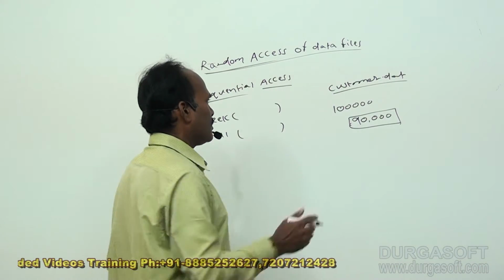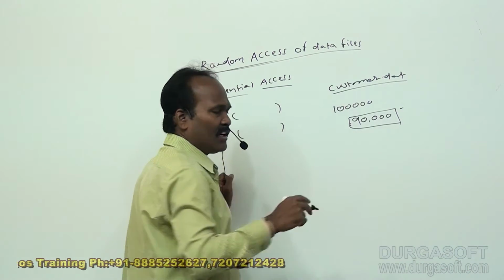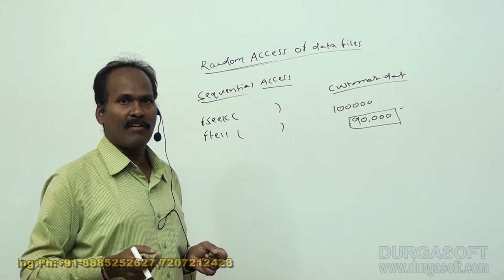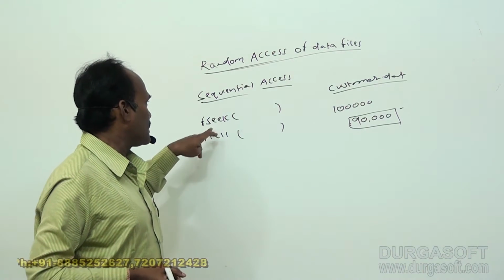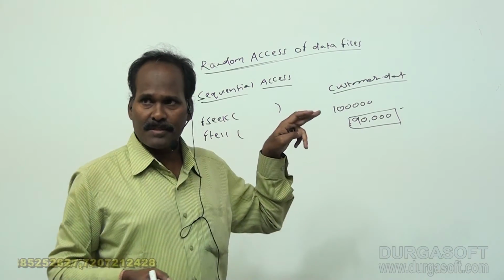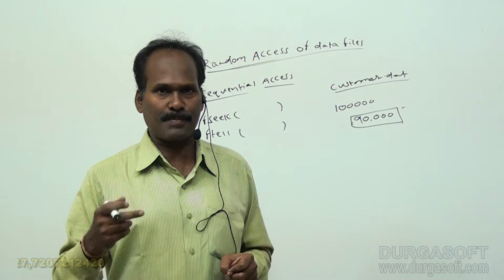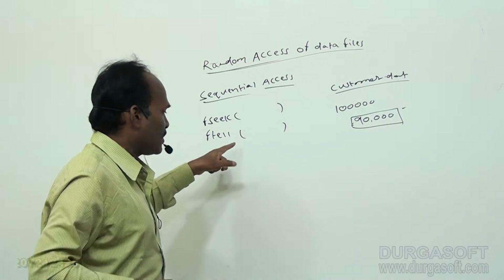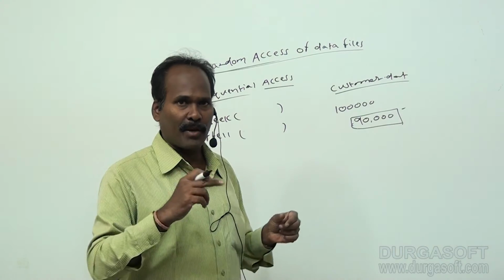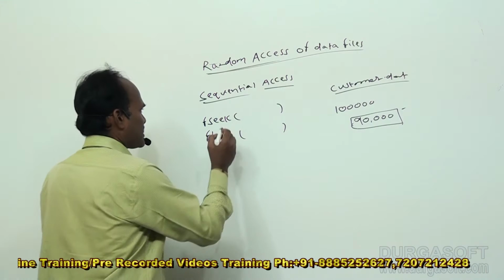Suppose I want to read the 90,000 record. Here you can directly go to the 90,000 record and fetch that particular record. Using which function? The fseek function. The fseek function is specially designed for moving the file pointer to a specific character or specific record. And the ftell function is used to give the location where the file pointer is pointed. I will explain the syntaxes here.